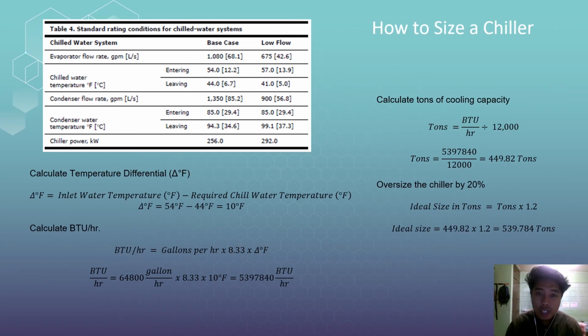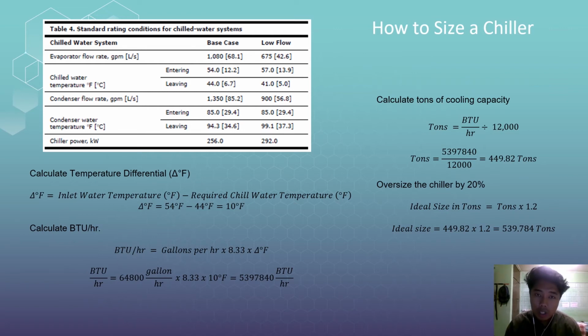Next is how to size a chiller. Firstly, we need to calculate the temperature difference, which is the inlet water temperature minus the required chilled water temperature. Based on the standard rating condition table, the inlet water temperature is 54 degrees Fahrenheit and the required chilled water temperature is 44 degrees Fahrenheit. So the temperature difference is 10 degrees Fahrenheit.